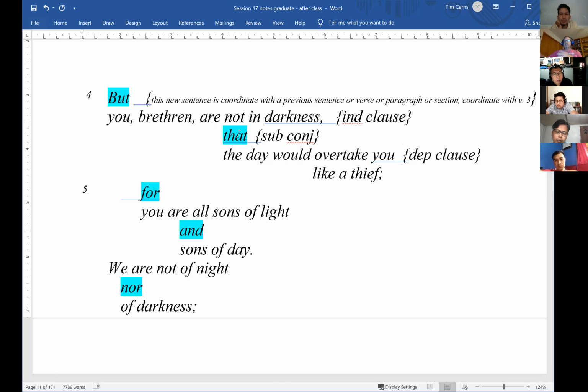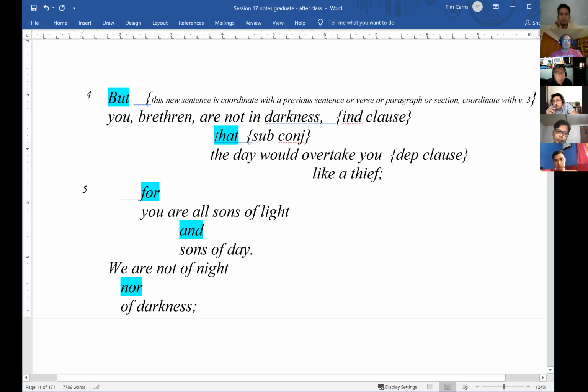And then the next step in the diagram is to figure out, okay, now what is it modifying? Okay, we'll go there later. It's modifying the word are, because it's giving us the reason here. You're not in darkness. Why? That the day would... or sorry, you're not in darkness. So that's not why, it's the result. You are not in darkness so that the day would overtake you.